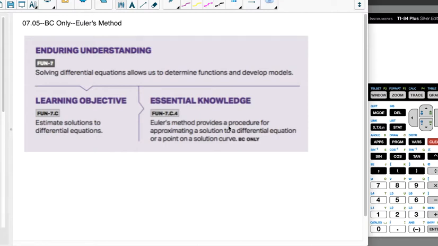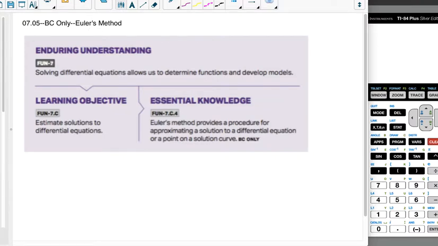All right, this is AP/BC Calculus. This is a BC only topic, so if you're in AP/AB, please skip to the next section, which would be 0706. So we are in Unit 7, Section 5, which is Euler's method. So this name right here is Euler. Please don't say Euler, it sounds awful.